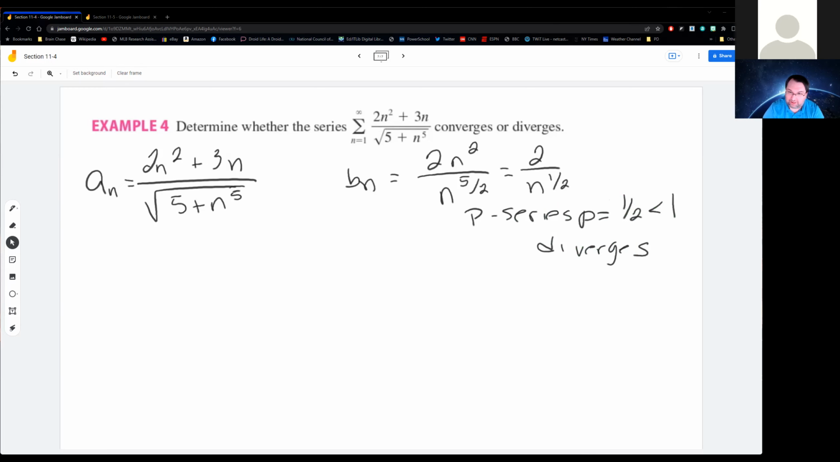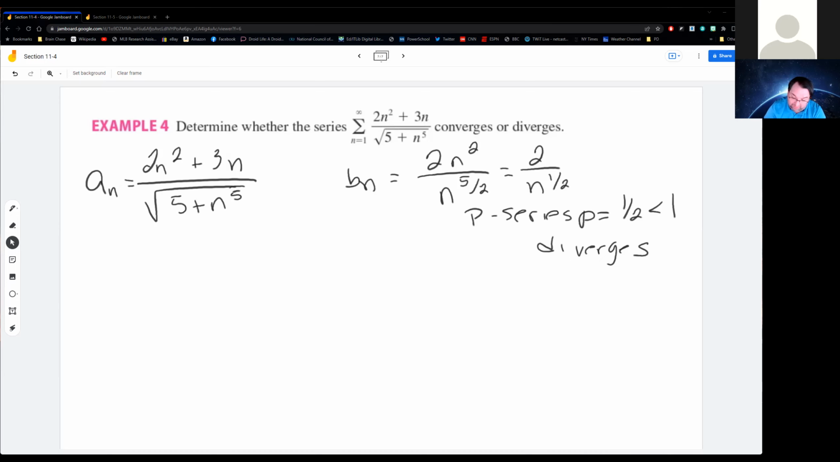Wait, Professor, sorry to backtrack a little bit. I'm trying to figure out the exponent thing here. So it's 2n squared times n to the negative 5 over 2. And then when we multiply them, right, we're supposed to add them. Yep. So, oh, it's n to the 1/2. Okay, thank you. Sorry. It's okay.